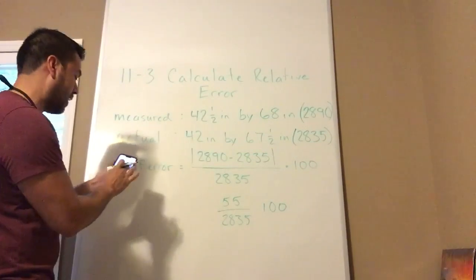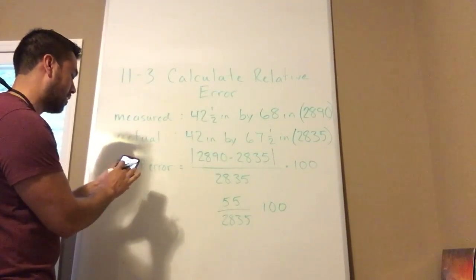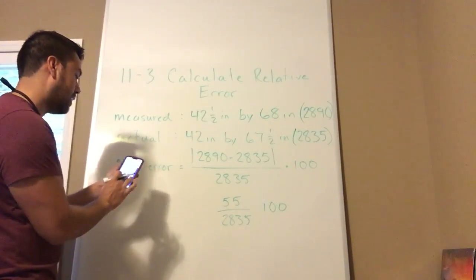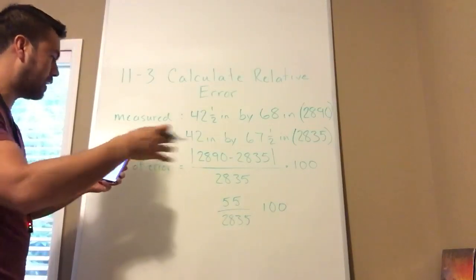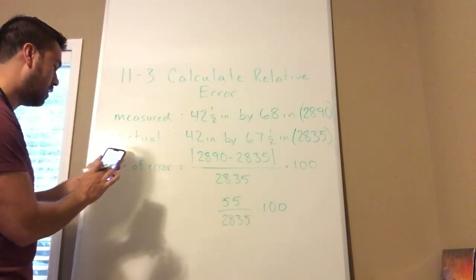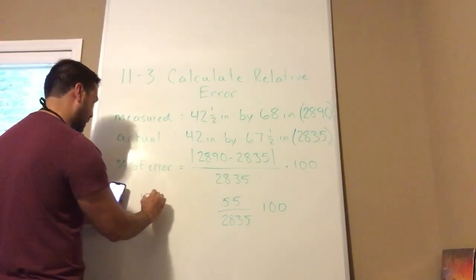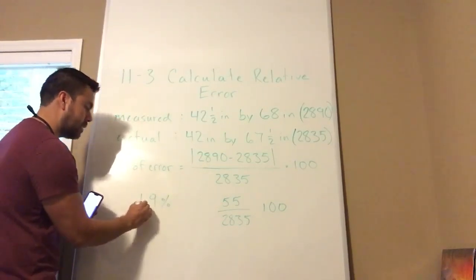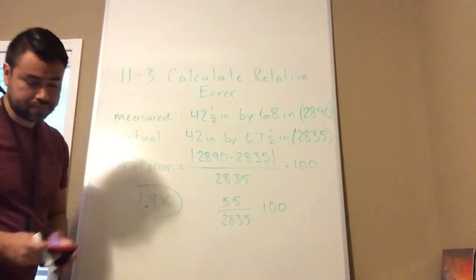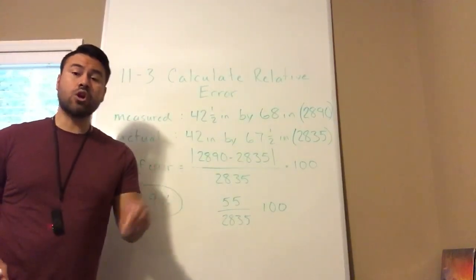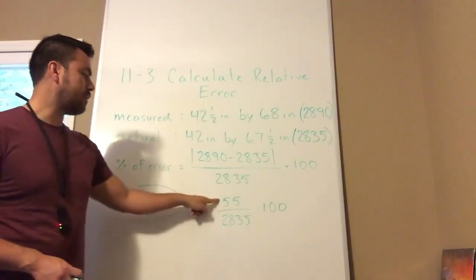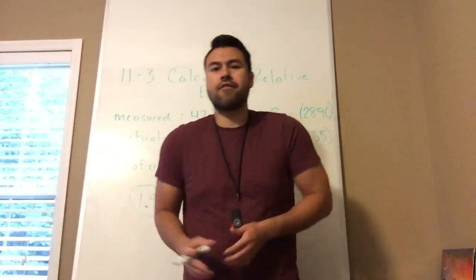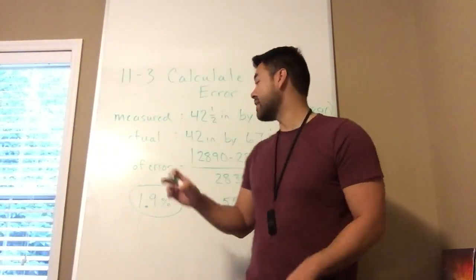So 55, okay, clear out my calculator. 55 divided by 2835. Okay, that gets me 0.0194, and it keeps going. And then just multiply that by 100, and I get 1.9, and we'll leave it there because that 9.4, you just keep 9 the same, so 1.9% error. That's even closer than my last estimate was. I was 55 off, but I'm out of 2835, so I'm 2% off of the actual, which is really good. That's dealing with the area.